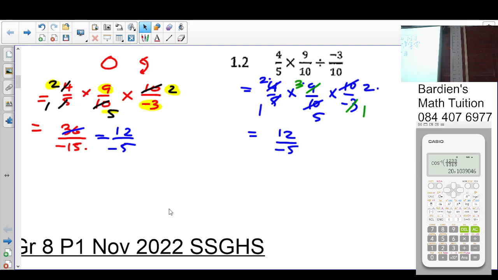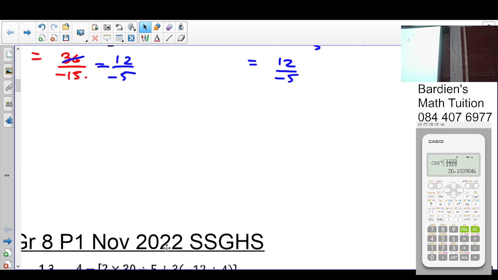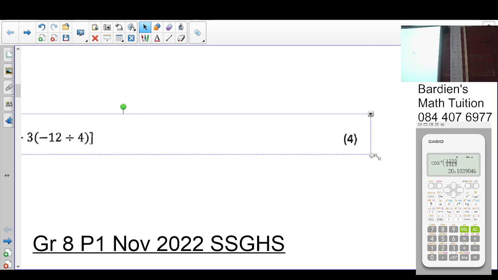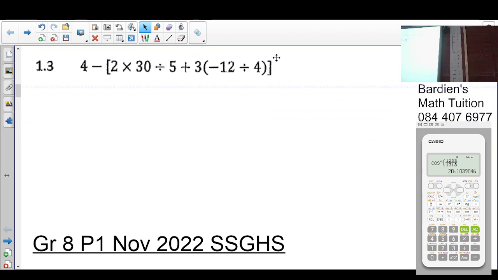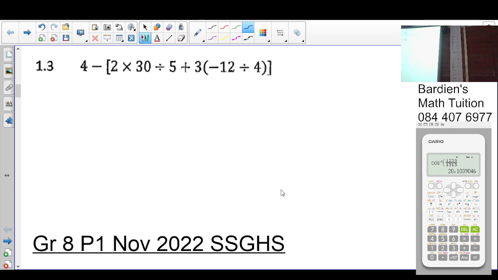Anything else? Any confusion here? Let's go to the next question. The next one, we have 4 minus open brackets 2 times 30 divided by 5 plus 3 into negative 12 divided by 4. So you're going to give 4 minus. You must do the bracket first, not so? Actually I could have done the multiplication first, to be safer. 2 times 30 is 60, divided by 5 plus 3.